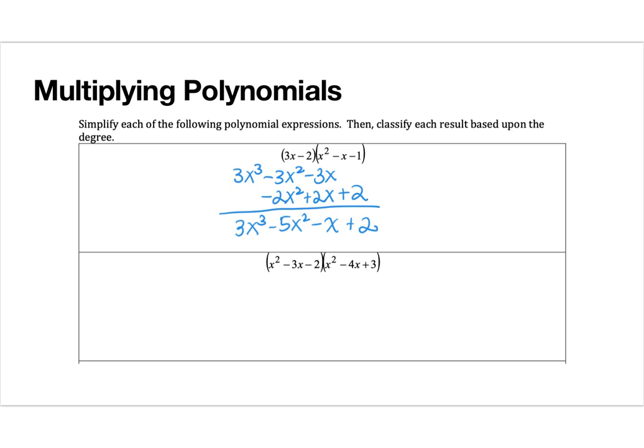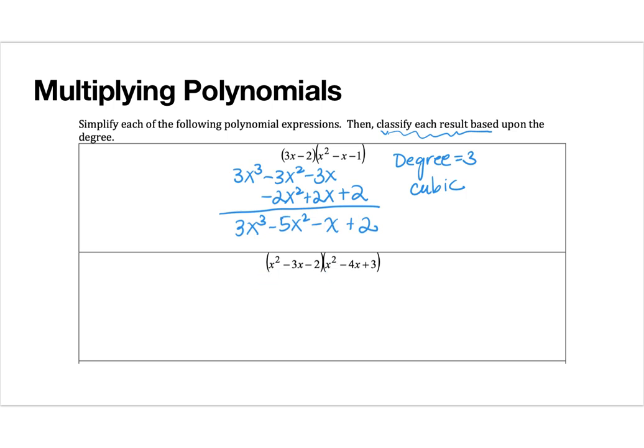Now, read your instructions. It also says to classify based on the degree. My degree here is 3, and it is a cubic. Okay, so now let's look at the last one. I have 3 terms to distribute, and I can do so this way, or I can distribute the other way as well. No matter what I do, I will get the same answer.